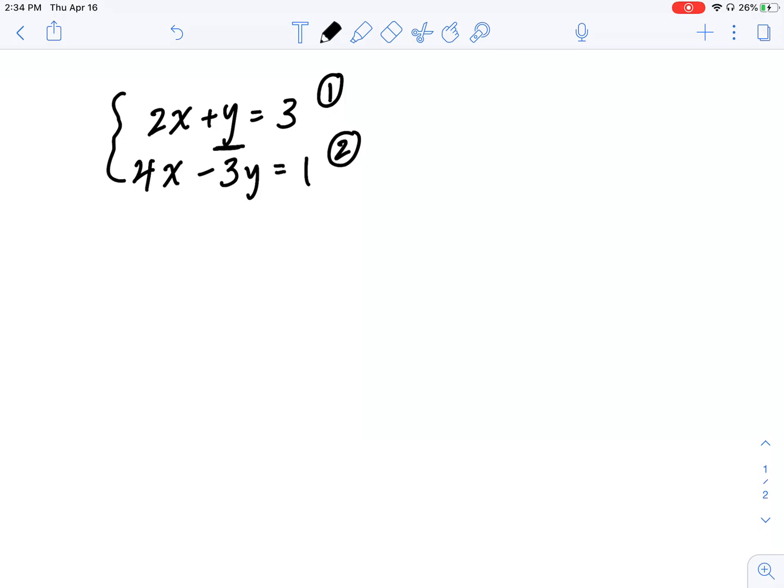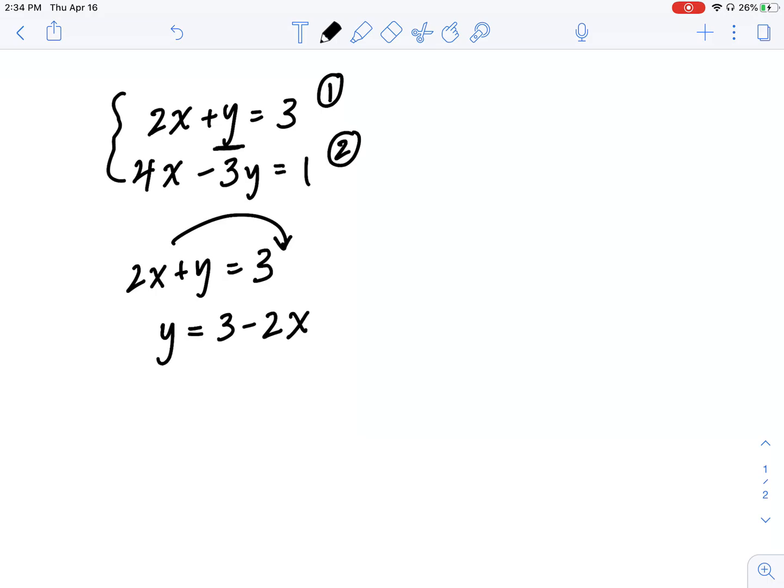And I chose equation 1 because as I'm looking at the two equations, I can see that equation 1 seems a little less complex, so it'll be easier to isolate for y. So 2x plus y equals 3. To isolate for y, I'm going to move the 2x over to the other side of the equation. So y equals 3 minus 2x.